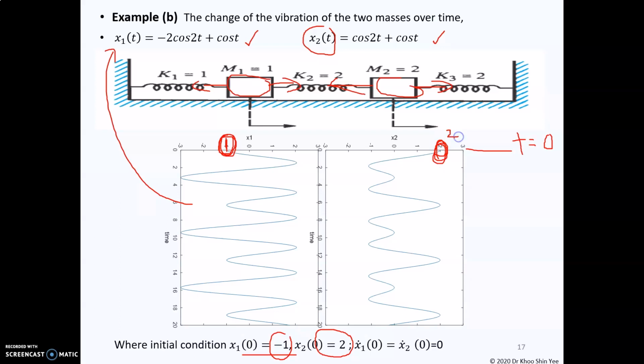So you see, over time, let's say at time equal to 10 here, your mass 1 will be at this point, and your mass 2 will be here. At time equal to 18, your mass 1 will be at this position, and your mass 2 will be at this one. So you see the vibration between these two masses. And you succeed in predicting the vibration movement from the initial condition in this case.